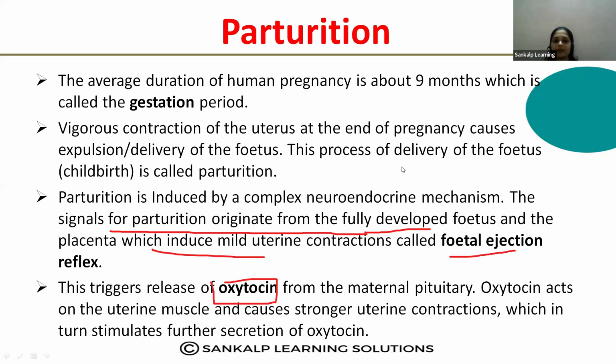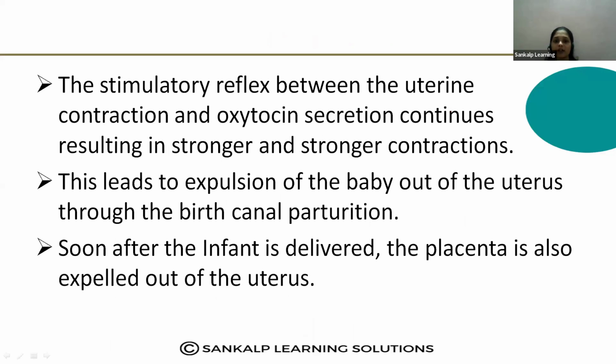Then after the stimulatory reflex, the cycle between uterine contraction and oxytocin secretion continues. Oxytocin is secreted continuously and it results in stronger and stronger contraction. Oxytocin causes stronger contraction in the uterus and that leads to the expulsion of the baby. That is the delivery of the baby, that is called parturition. Soon after the infant is delivered, the placenta is also expelled out of the uterus. The placenta does not remain in the uterus.